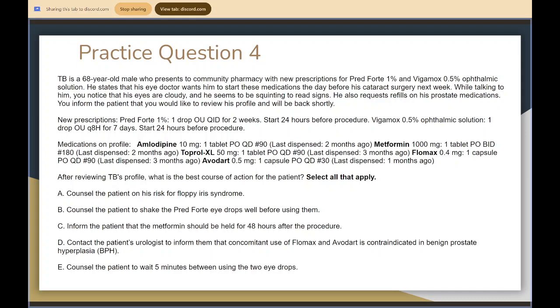All right. This is a long question. Anyone else have any choices for practice question 4? Remember, this is a select all that apply.